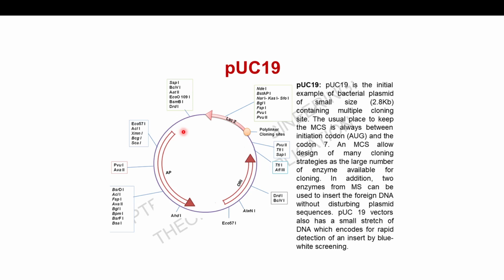The multiple cloning site, what I was talking about, is this one, having multiple restriction sites or recognition sites for restriction enzymes. The usual place to keep the MCS is always between the initiation codon AUG and the codon 7 in this case that is being talked about.